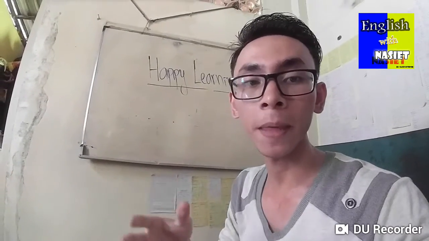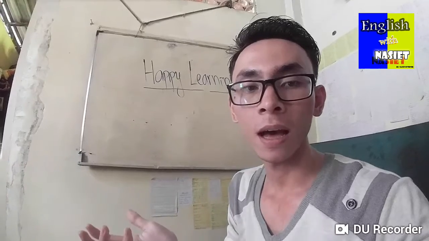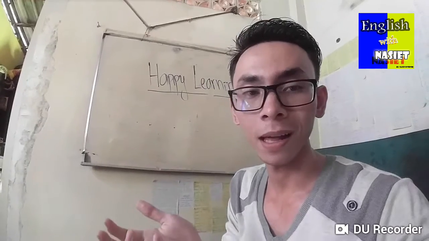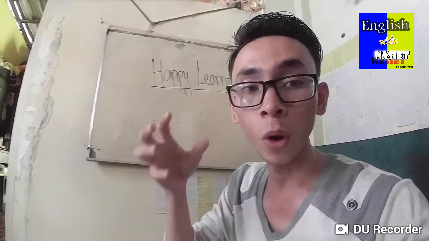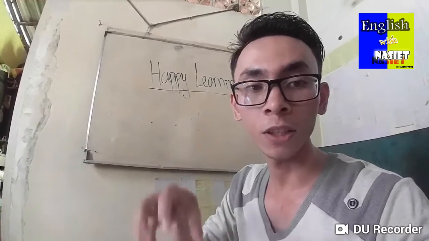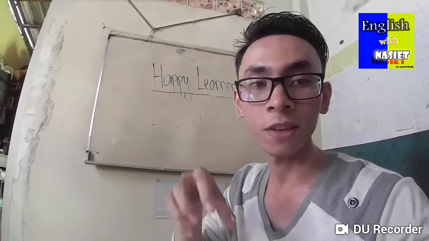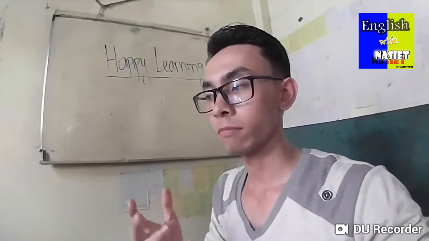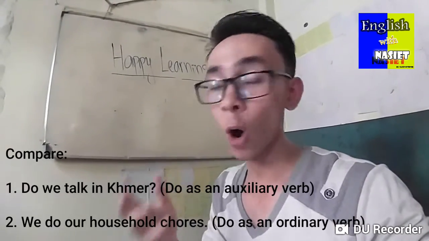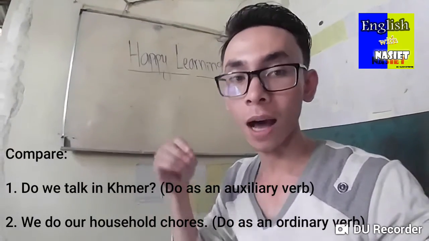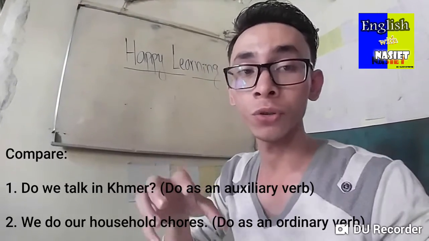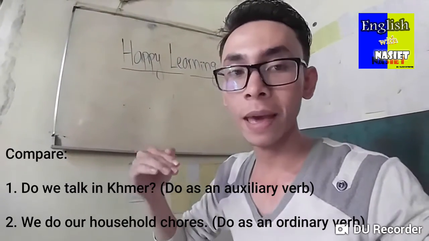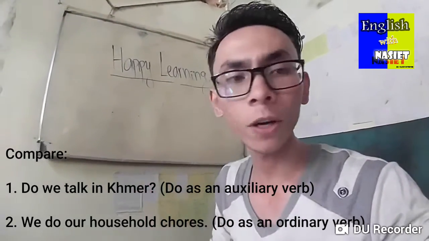But if you use them in a positive sentence without any support of another auxiliary verb, or let's say there is only one verb in a sentence, then do, be, and have themselves function as ordinary verbs. Okay, so let's compare the sentences below. Sentence number 1, do we talk in Khmer? So do here is used as an auxiliary verb in order to form the present simple.